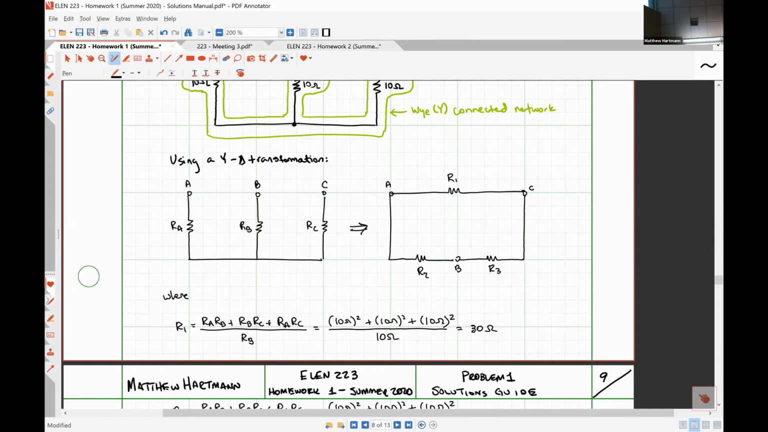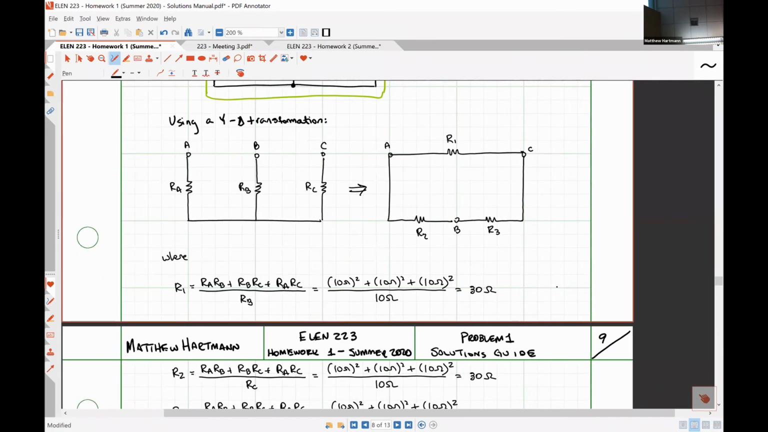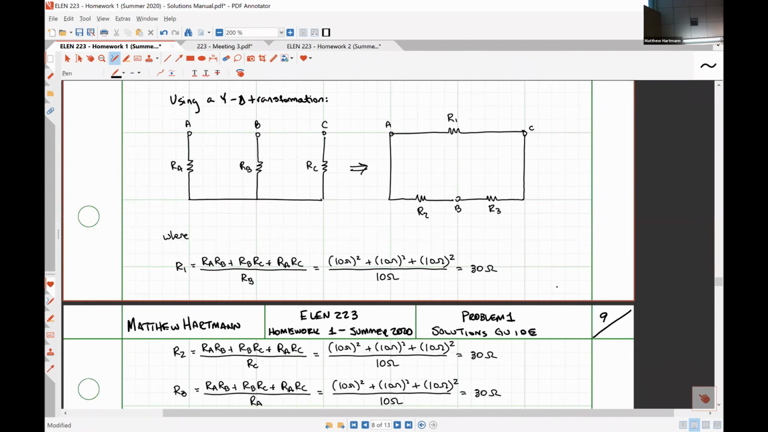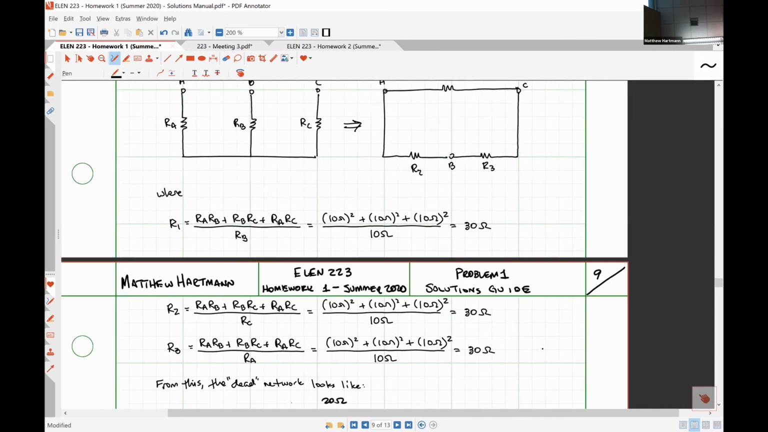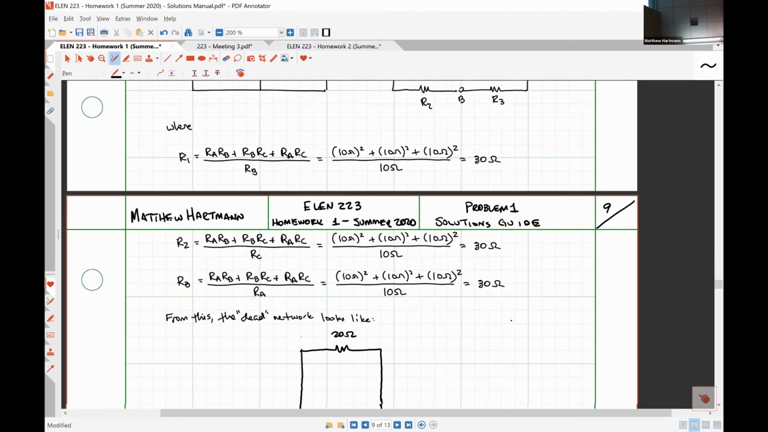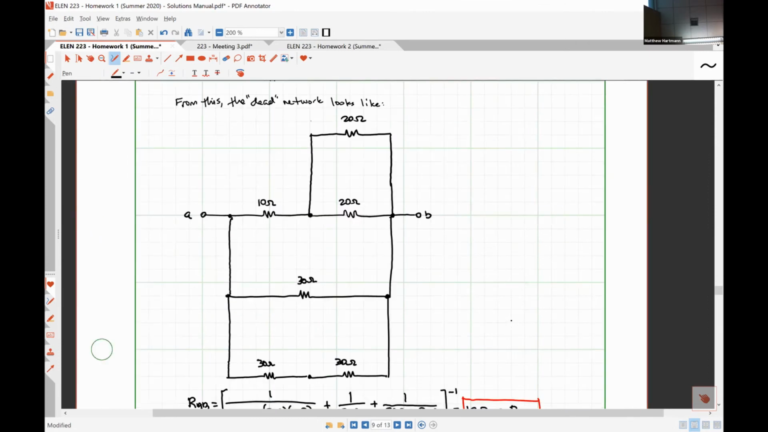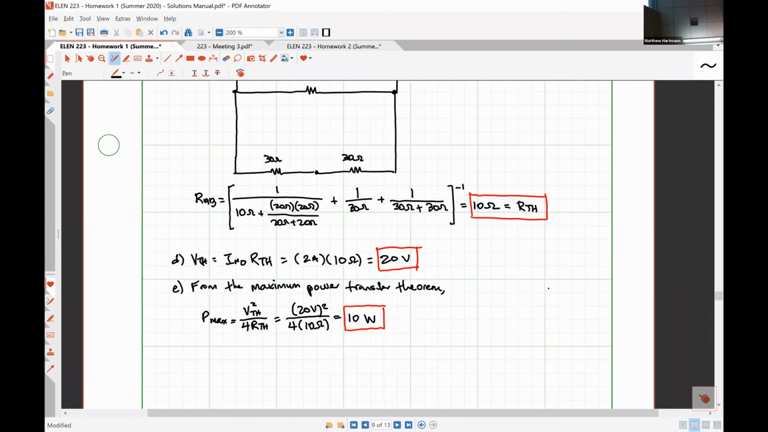So using my transform, where I've defined how to get the delta resistances from the Y resistances, I find that I get 30 ohms for each thing. If I substitute that delta connected network back in, I can easily see that this 20 in parallel with this 20 makes a 10. So I have 20 in parallel with 30 in parallel with 60. And then there's the math for that, and so forth.